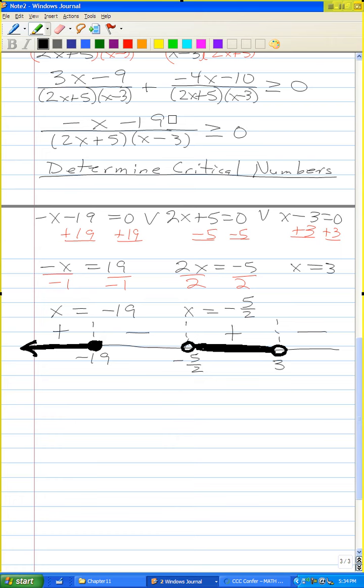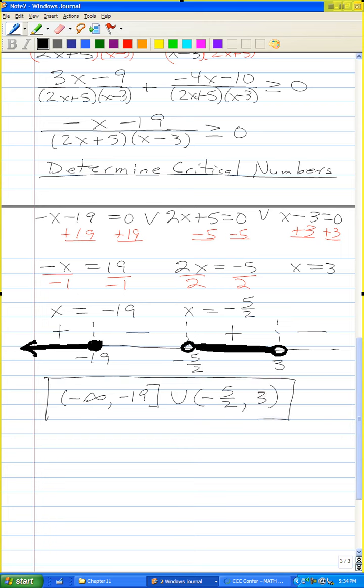And so this will be the union of the closed interval, negative infinity to negative 19, union with the open interval, negative 5 over 2 to 3. So it's a union of a closed set and an open set. Let me do problem number 16.